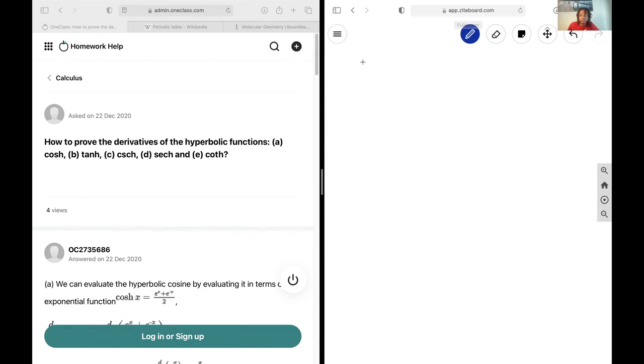Next up, we are looking for d over dx of the hyperbolic function for tan. And we know that this is equal to the hyperbolic function of sine over the hyperbolic function of cos. So what we're going to do here is use the quotient rule. So let's just quickly write down what that is.